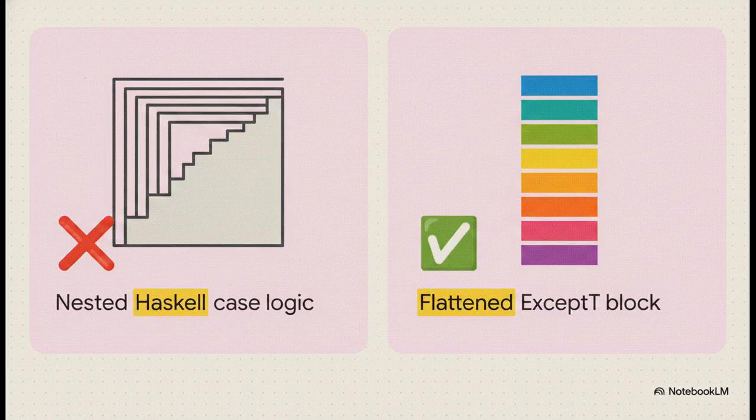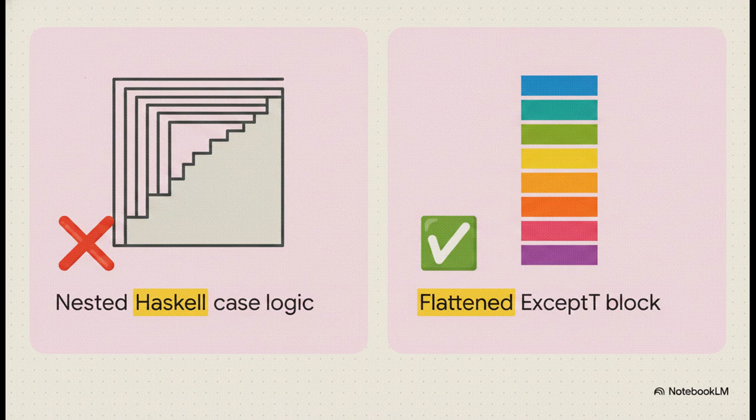Now, what's really interesting to look at here is the pure visual relief this approach provides. Think about that old nested Haskell case logic, the dreaded staircase. When you replace it with a flattened ExceptT pipeline block, those deeply nested cascading blocks of code completely disappear.